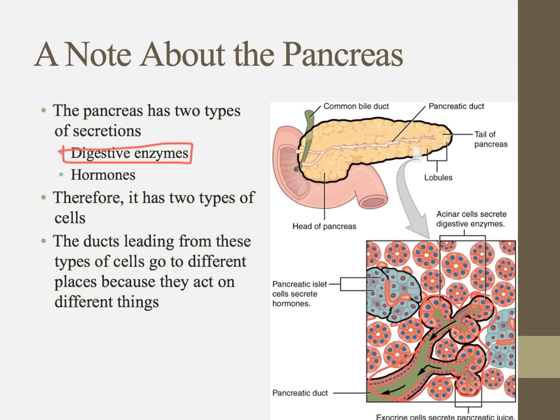And they're all attached to a duct or a tube, okay, because these are leading directly to where they need to go. They're leading from the pancreas down here into the small intestine, right?